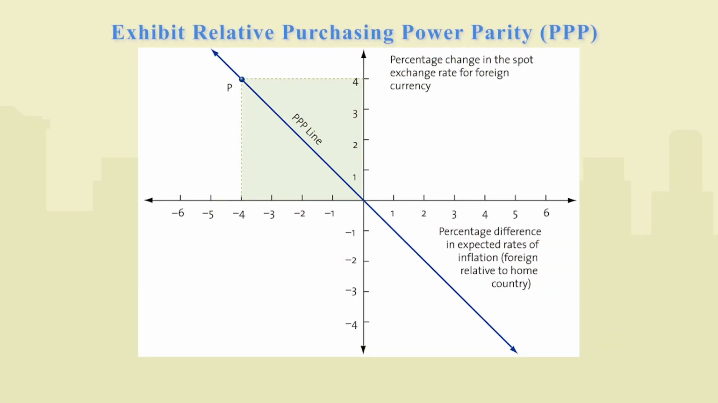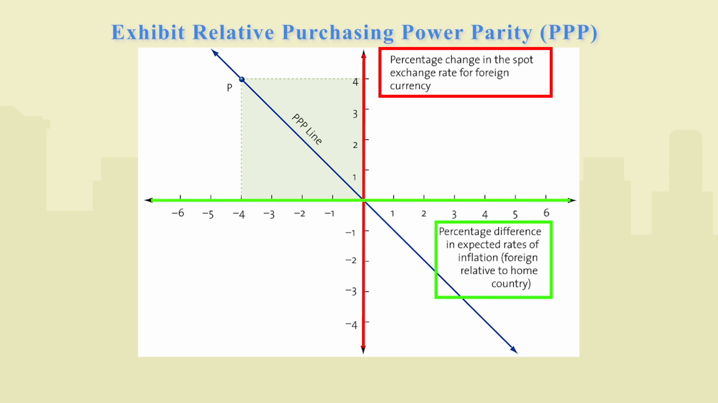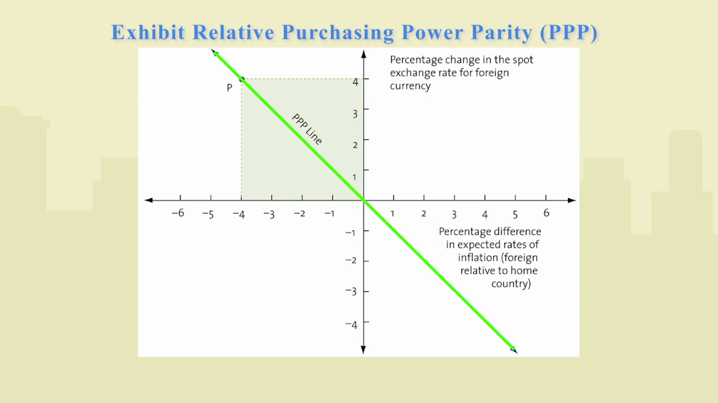In the picture, the vertical axis shows the percentage change in the spot exchange rate for foreign currency, and the horizontal axis shows the percentage differences in expected rate of inflation, foreign relative to home country. The diagonal parity line shows the equilibrium position between a change in the exchange rates and relative inflation rates.